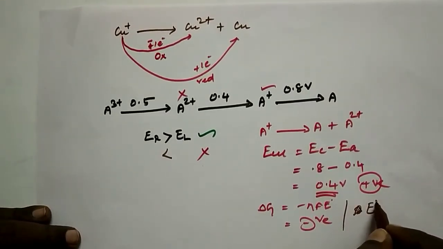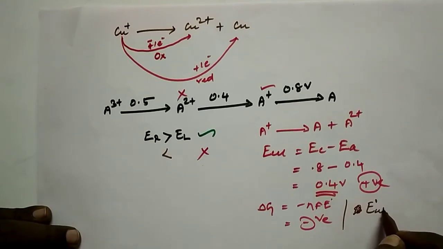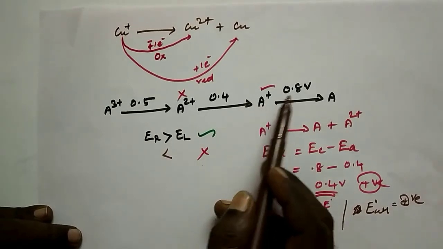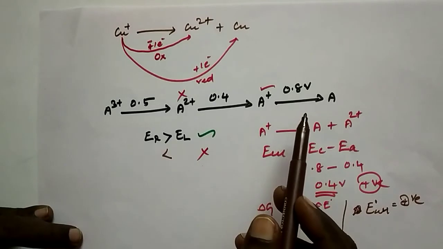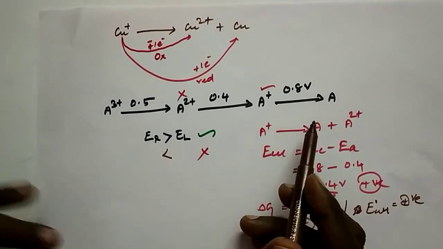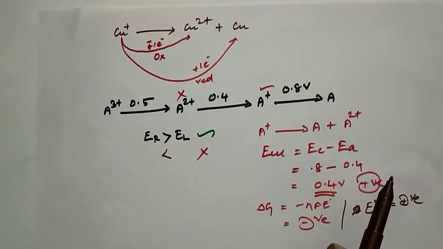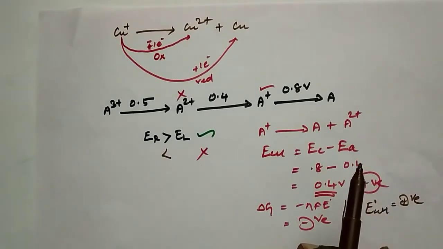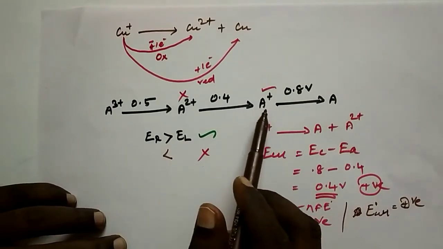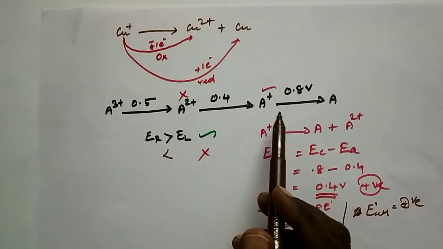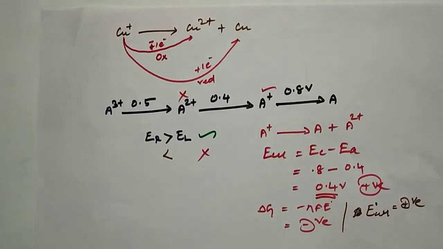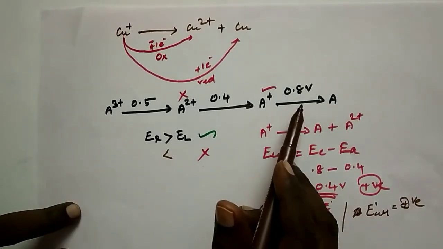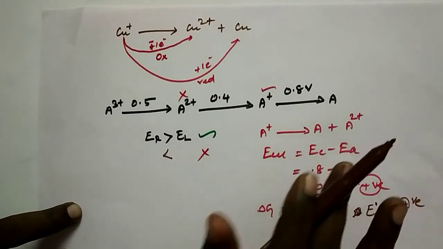For ΔG to be negative, E cell should be positive. In that case E cell is positive, that is why ΔG is negative. That is all about it, so you don't have to be confused. See the right hand side and left hand side, E right and E left. If E right is greater than E left, the species undergoes disproportionation because for that species ΔG will be negative. E right greater, disproportionation is possible.